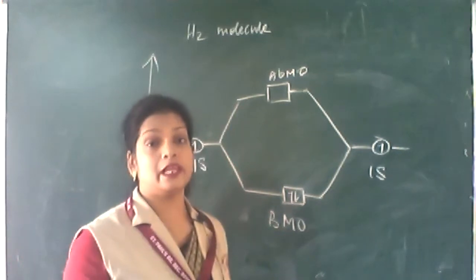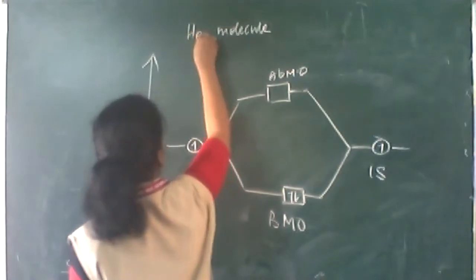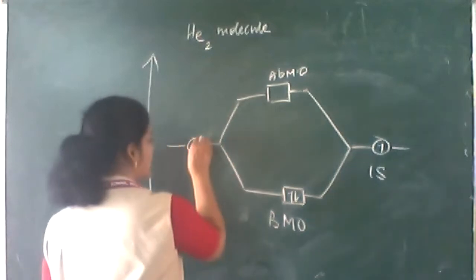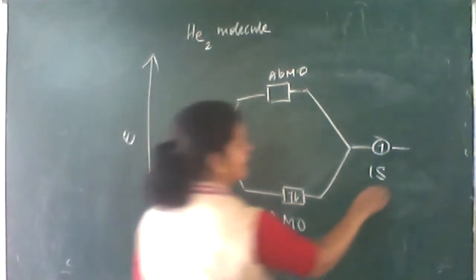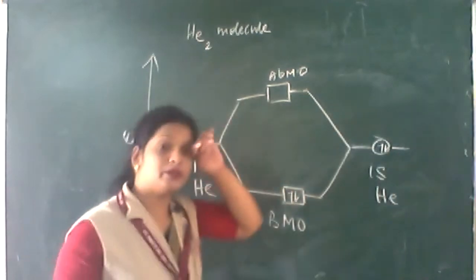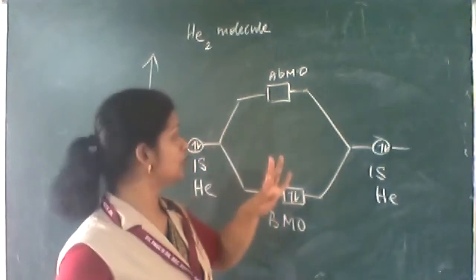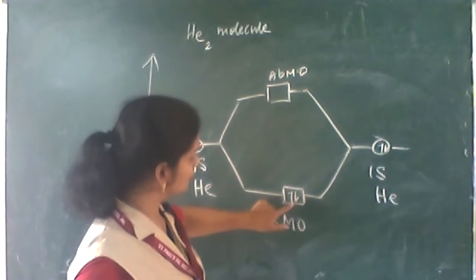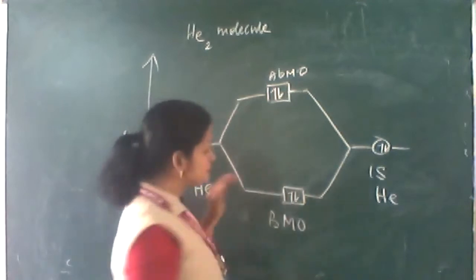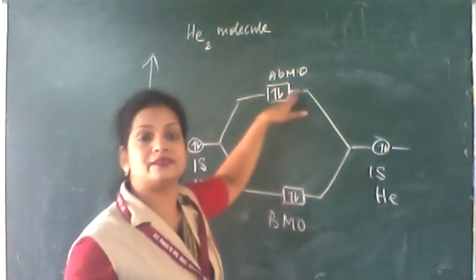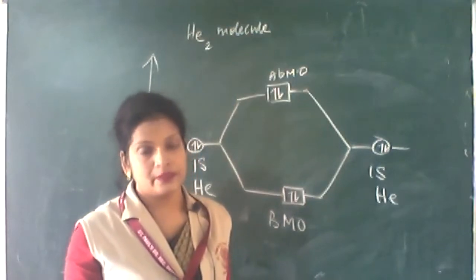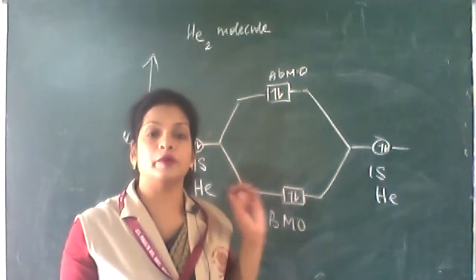Next, you see helium. Helium molecule, He2. Here the 1s orbital of one helium and another helium, so altogether 4 electrons. These 4 electrons are arranged: first two will come here, then the next two will go here. Now you look at this. The stability achieved by BMO is cancelled by the stability achieved by ABMO. In the sense, the He2 molecule will not be formed.